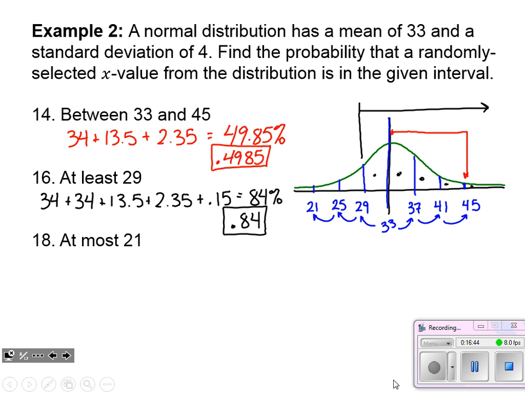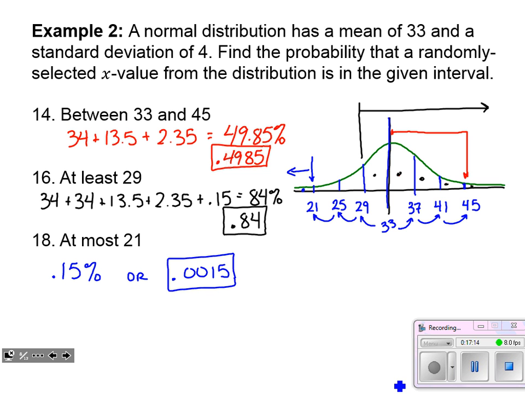And lastly, number 18, at most 21. So at most 21, well, here's 21. That's the most that my x value could be. I want anything less than that. It's just the tiny little tail off to the left. That is a 0.15%. Nothing to add on to it, but as a decimal, for our probability, that would be 0.0015. Not very likely that our random x value is going to fall over there.